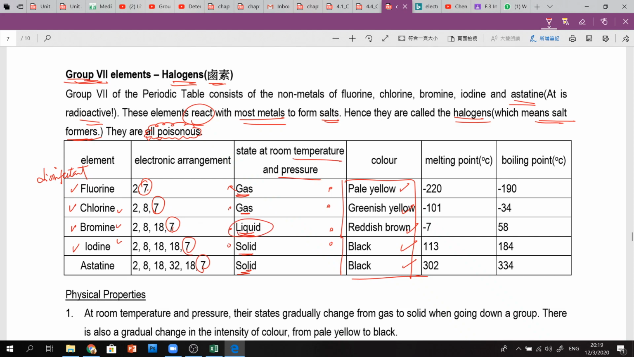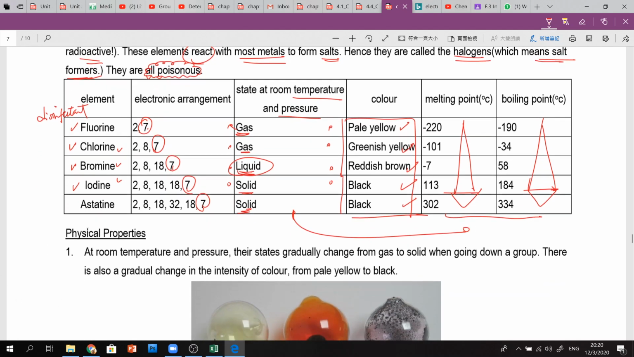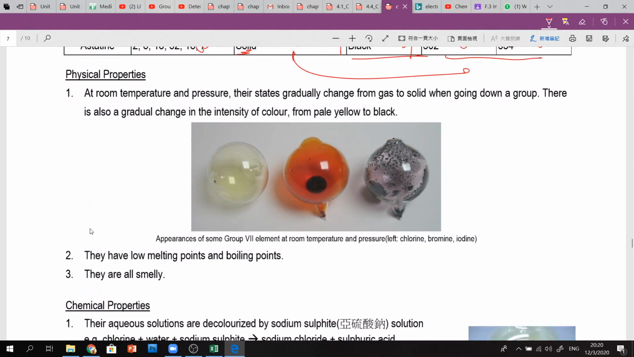Only non-metal liquid can be found here, right? So you go from gas to solid, and this is reflected in the increasing trend in the melting point and the boiling point. So what are the physical states? As said before, they change gradually from gas to solid when going down the group.